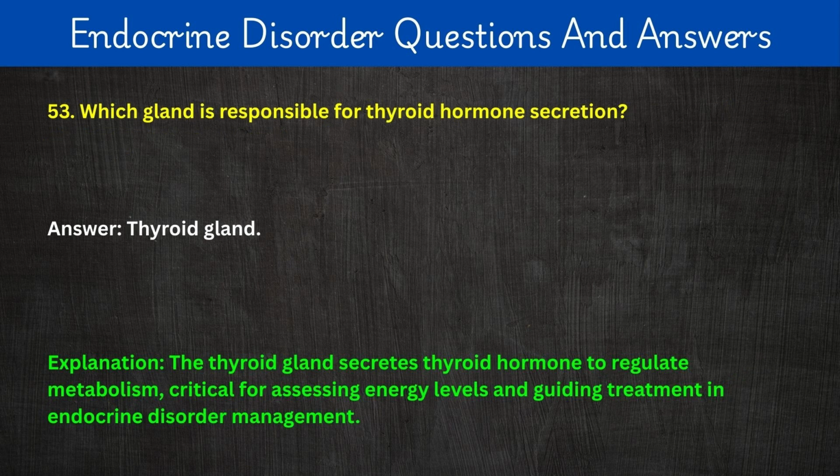53. Which gland is responsible for thyroid hormone secretion? Answer: thyroid gland. Explanation: the thyroid gland secretes thyroid hormone to regulate metabolism, critical for assessing energy levels and guiding treatment in endocrine disorder management.